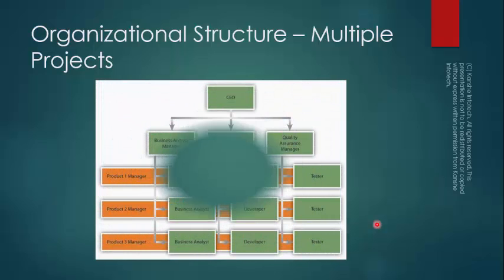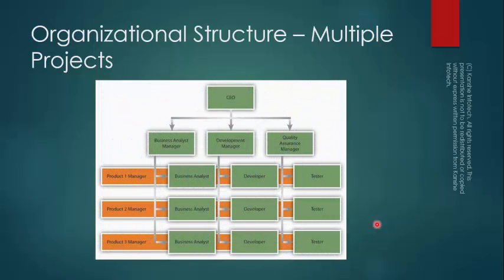So let's just say now in an organization you have multiple projects. How would the organization be organized when there are multiple projects? Let's just say there's a CEO at the top, and then you have 3 different managers reporting to the CEO. You have the BA manager, the development manager, and the QA manager. They're all reporting to the CEO.